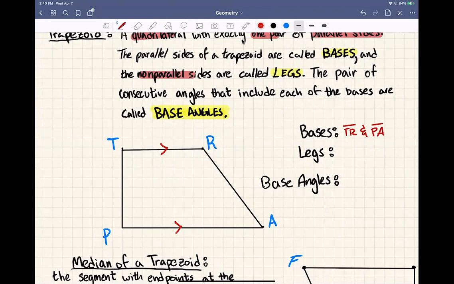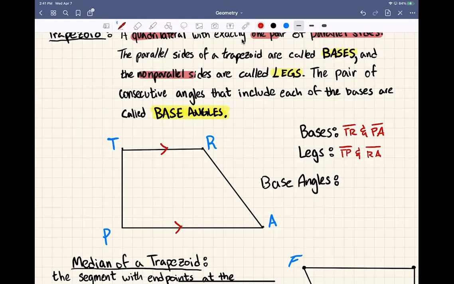If you look at the definition of a leg, it's the non-parallel sides. So the non-parallel sides are going to be TP and RA.